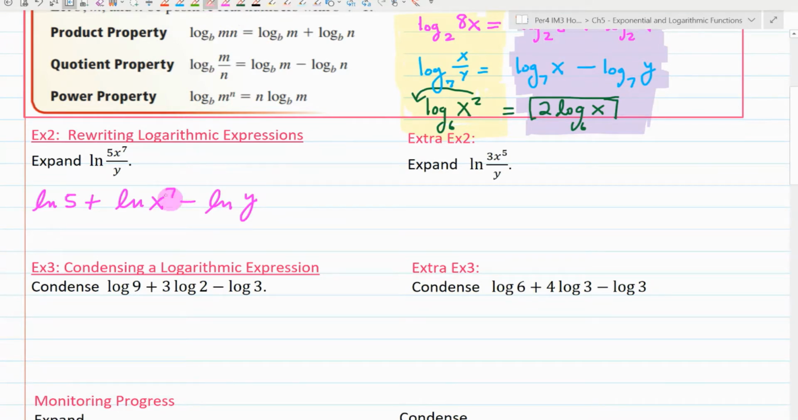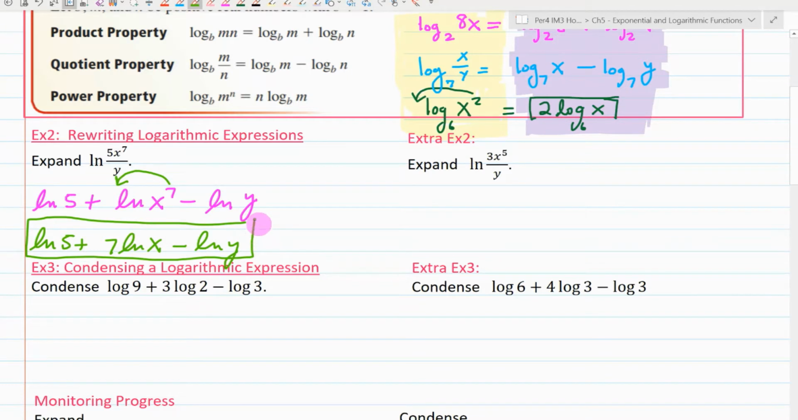However, we can't leave that. So the exponent has to get multiplied in front of the logarithm. Okay, so natural log of 5 plus 7 natural log of x minus the natural log of y. So go ahead and try this one. You should pause the video while you're doing it and come back and play it.